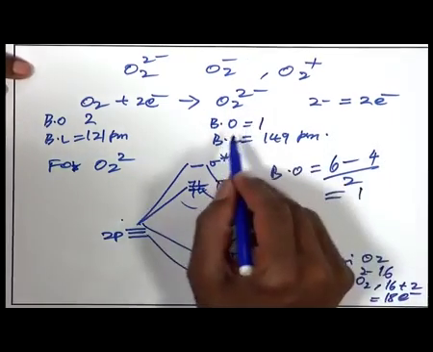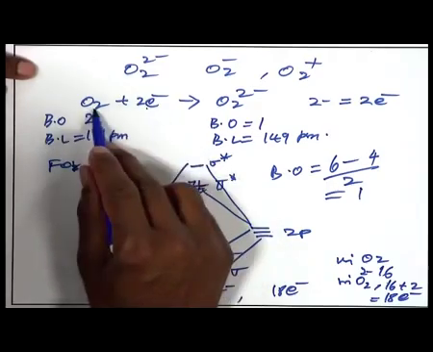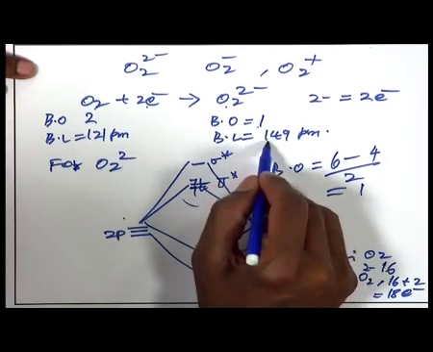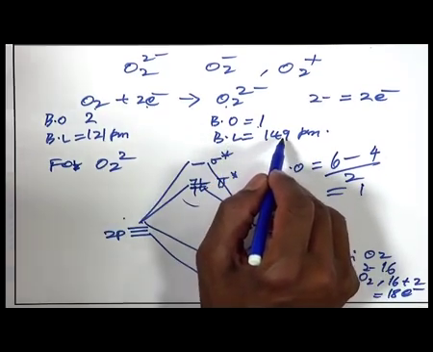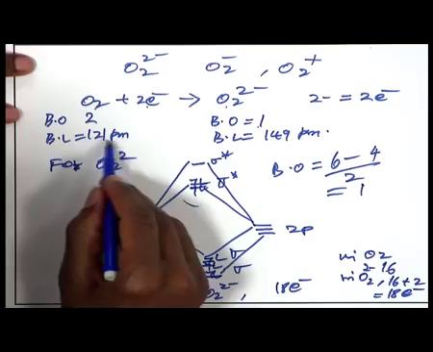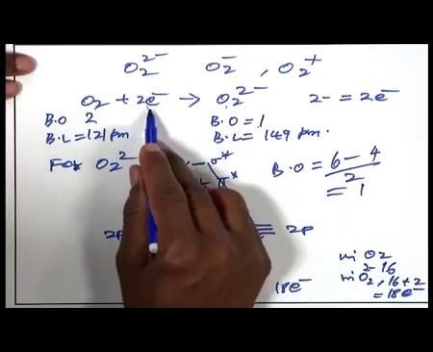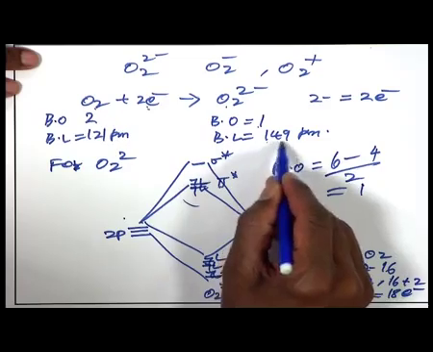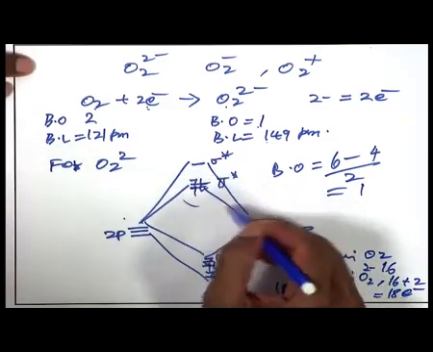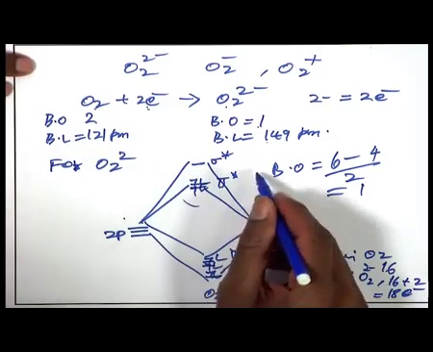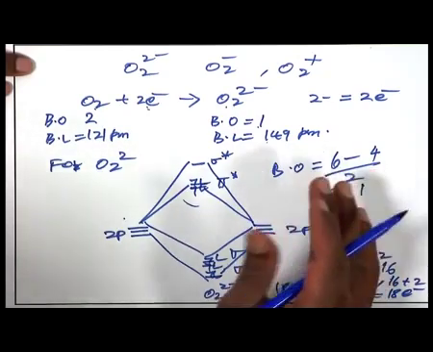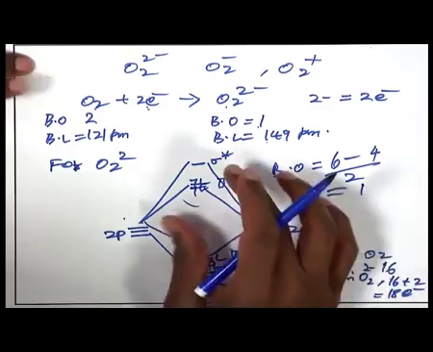So that is why I have written here, when you give 2 electrons to O2, it becomes O2 2 minus, the bond order is 1, and the bond length is 149 picometer. Compared to the starting O2, whose bond distance is 121 picometer only, after giving 2 electrons the bond length has increased to 149. What is the reason? Because electrons are added to the antibonding orbital. Whenever electrons are added to the antibonding orbital, bond order decreases. When the bond order decreases, bond length increases.